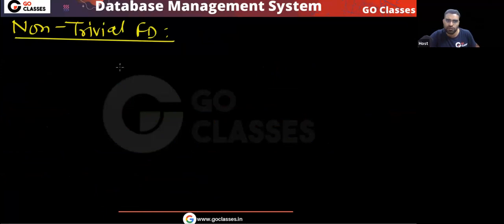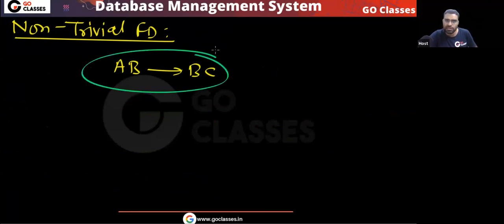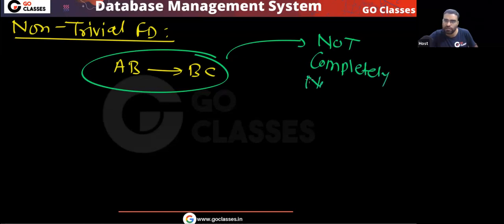I'm giving you this non-trivial FD, for example, AB determining BC. Is this non-trivial? Yes, this is non-trivial. But is this completely non-trivial? This is not completely non-trivial, right? Yes or no? This is non-trivial, but this is not completely non-trivial.